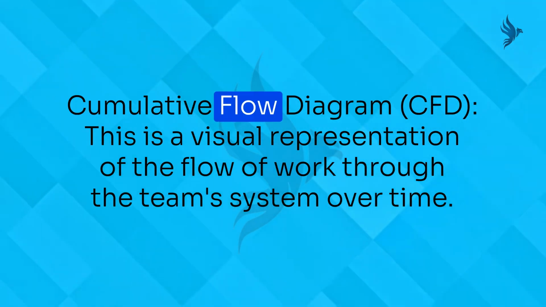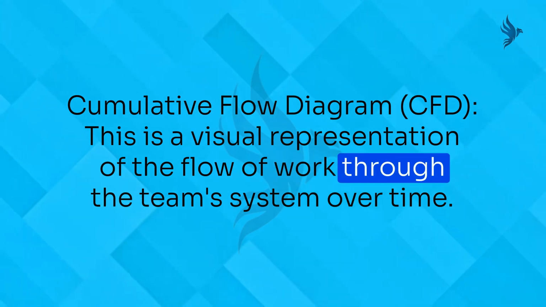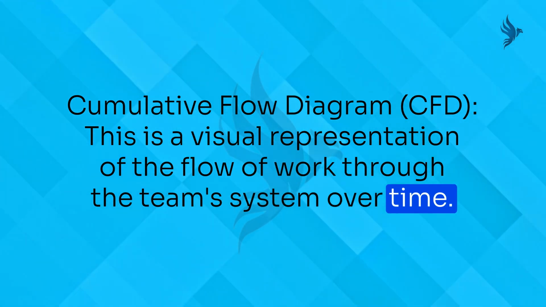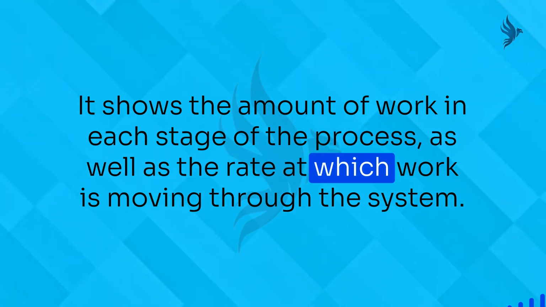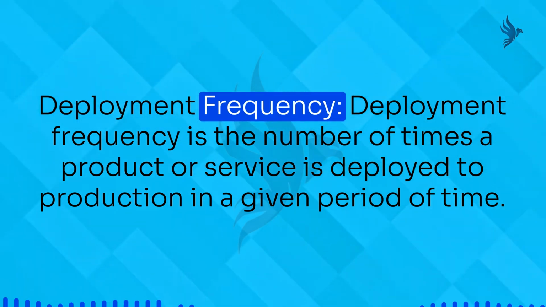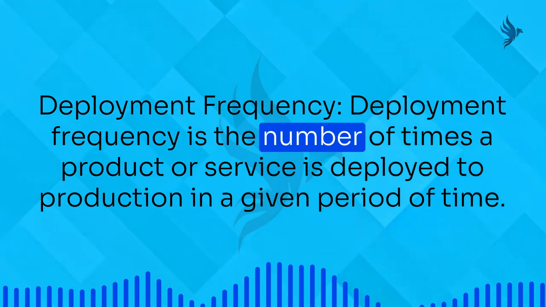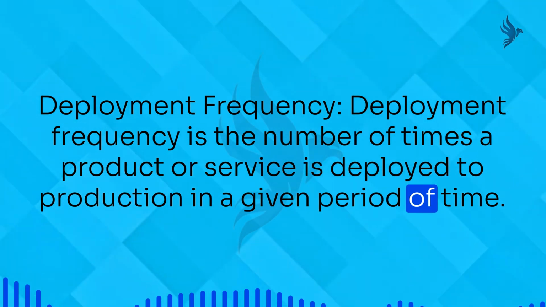7. Cumulative flow diagram. This is a visual representation of the flow of work through the team's system over time. It shows the amount of work in each stage of the process, as well as the rate at which work is moving through the system. 8. Deployment frequency. Deployment frequency is the number of times a product or service is deployed to production in a given period of time.